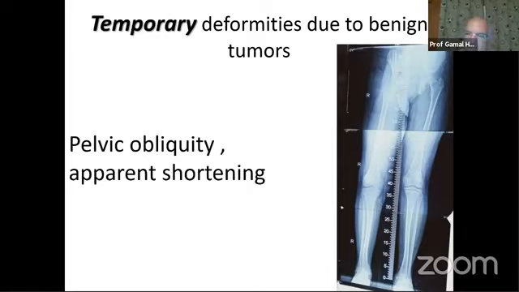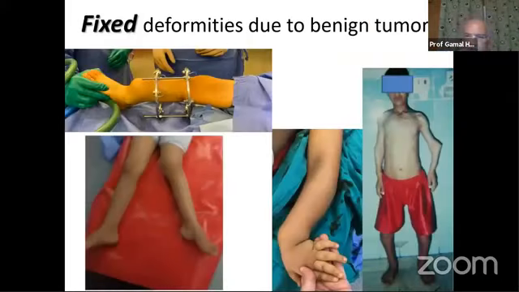Sometimes you have an apparent deformity. It's not a real fixed deformity. When you treat the pathology, you don't have to treat the deformity. But you also have fixed deformities due to benign tumors. You can have a valgus knee, you can have a wrist deformity, you can have an elbow deformity.